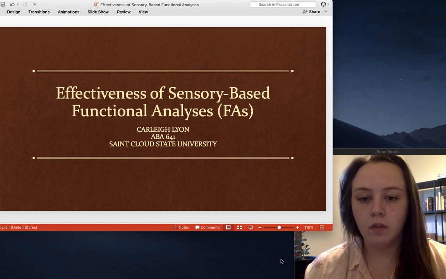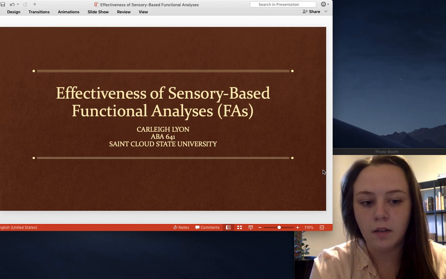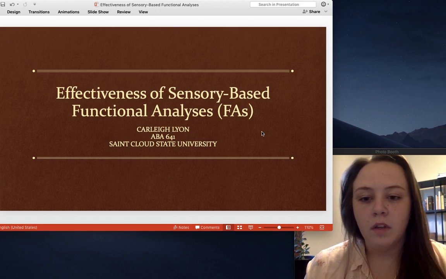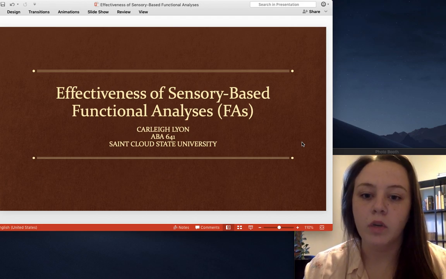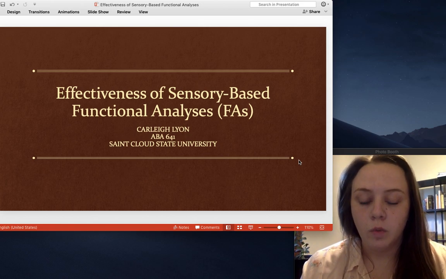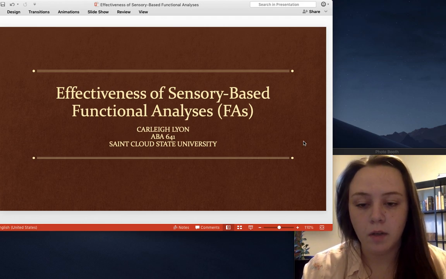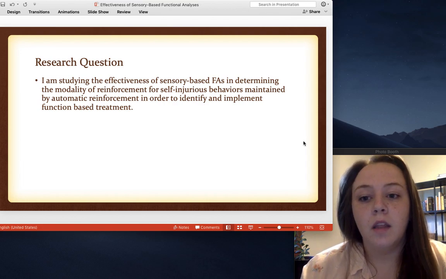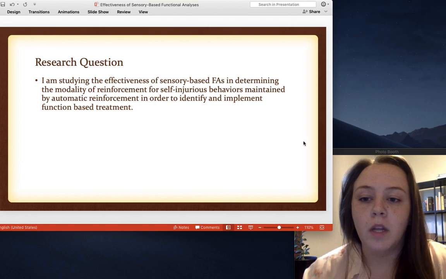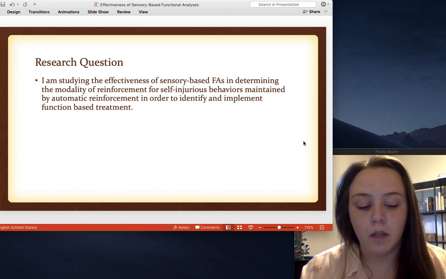For my research project, I'll be looking at the effectiveness of sensory-based functional analyses, or FAs, specifically for identifying the maintaining variables or the modality of reinforcement with individuals that have problem behavior that's been identified to be maintained by automatic reinforcement. So my specific research question is, I'm studying the effectiveness of sensory-based FAs in determining the modality of reinforcement for self-injurious behaviors maintained by automatic reinforcement in order to identify and implement function-based treatment.